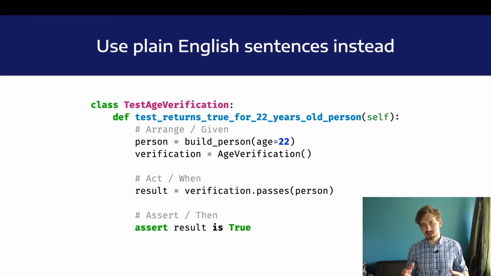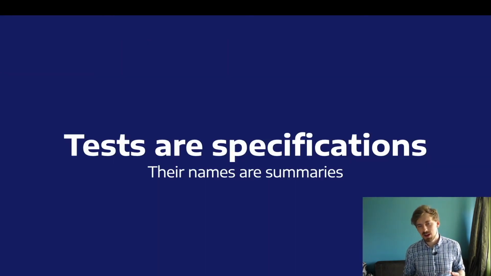Because what is being tested, we can see in the test class name, test age verification. Under what conditions? This is in the test name, and this is for 22-year-old person, and the expected outcome is returns true. But the difference is that now this is much more natural to write and read. Going back to the tests, they are indeed executable specifications. They should be created when some requirements come along or change. And the names of the tests are summaries, which means we really should take care for them to be precise.